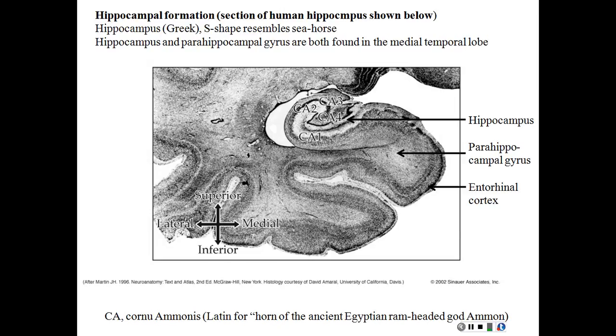The CA fields, again, early anatomists had some creative ideas that the different parts of it reminded them of the horn of Ammon, that ancient Egyptian ram-headed god. I don't see all this stuff. The average neuroanatomist forgets what CA fields mean anymore. They just know it's CA1 versus CA4.